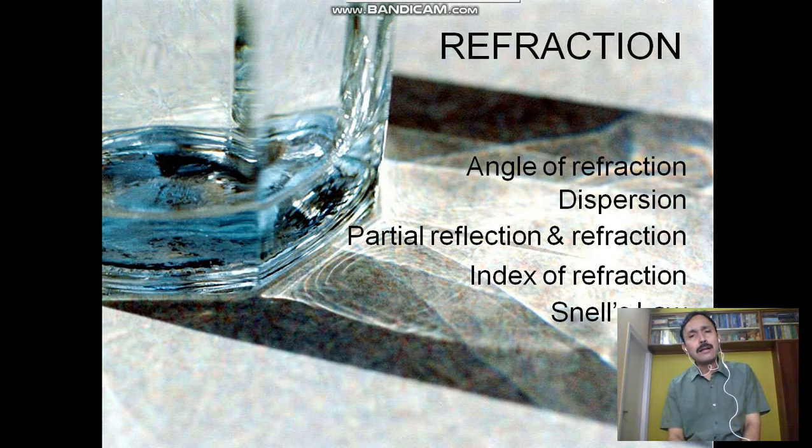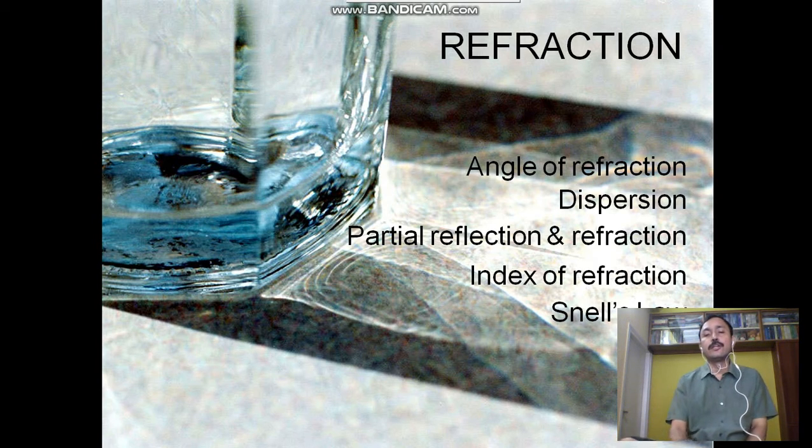Thus, water and glass are optically denser than air, or, in other way we can say, air is optically rarer than water and glass. Similarly, glass is optically denser than water, or water is optically rarer than glass.